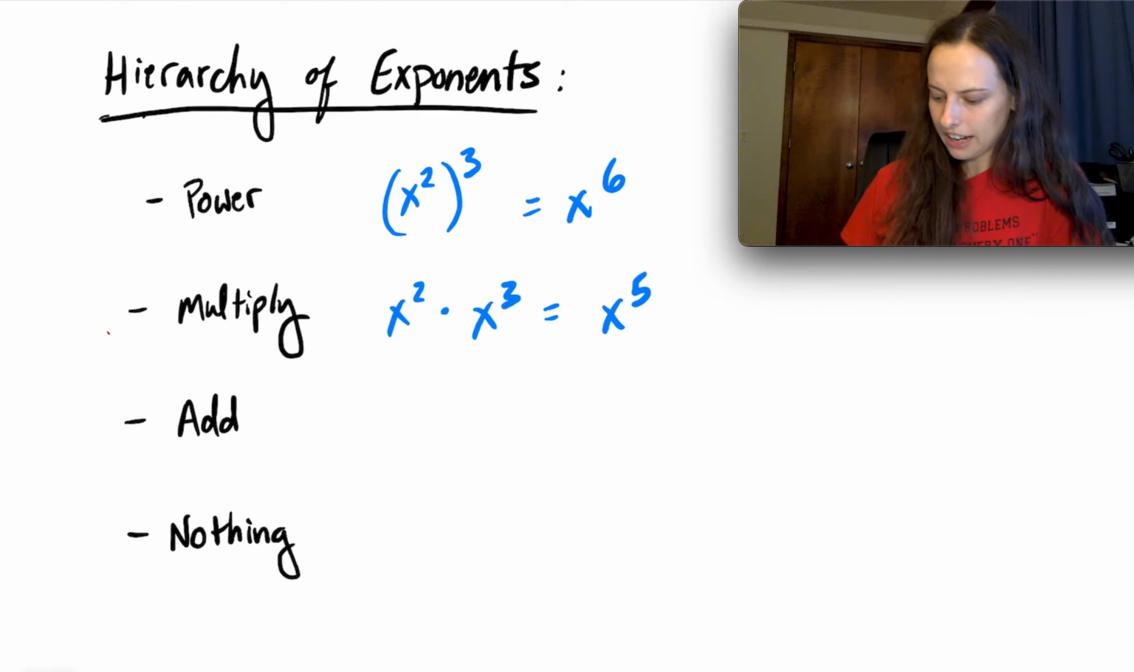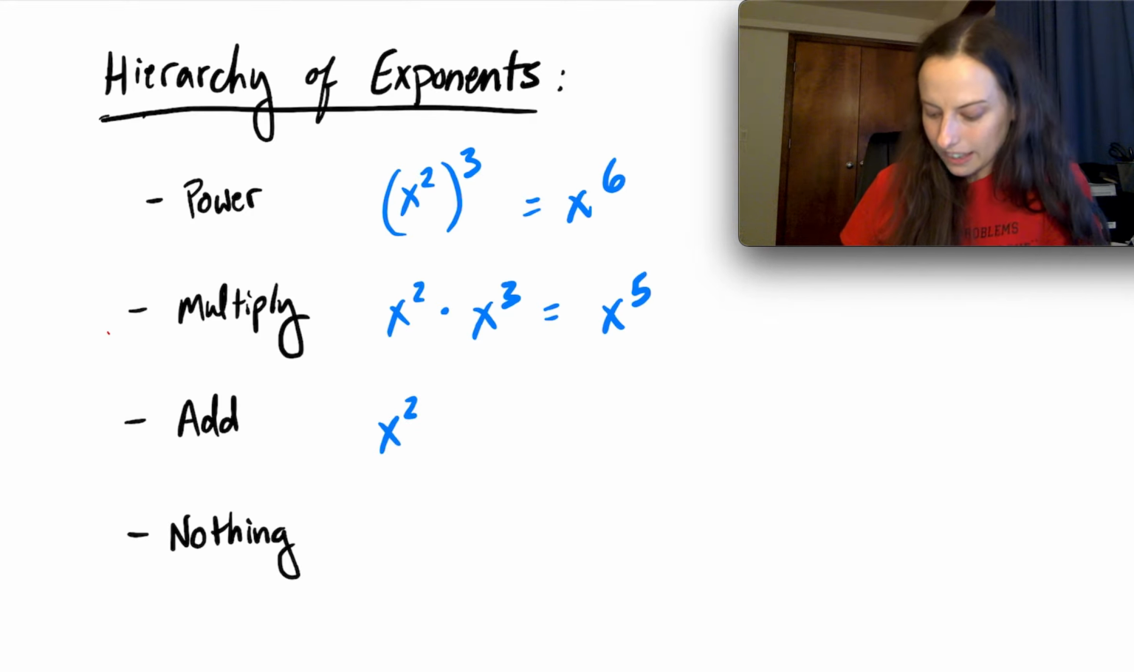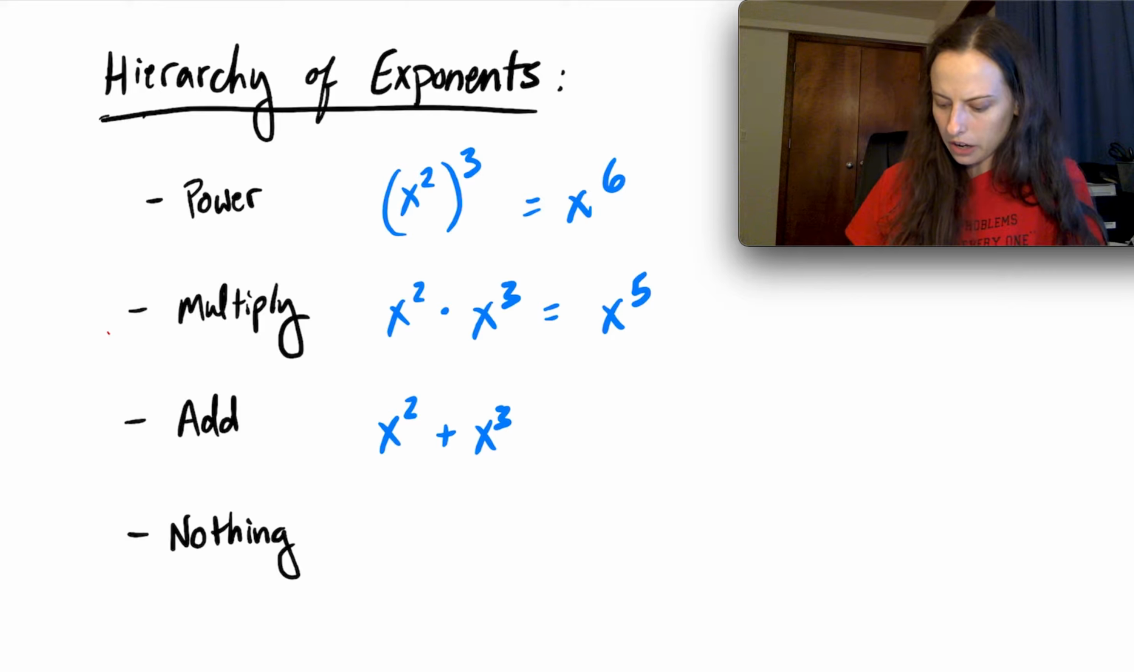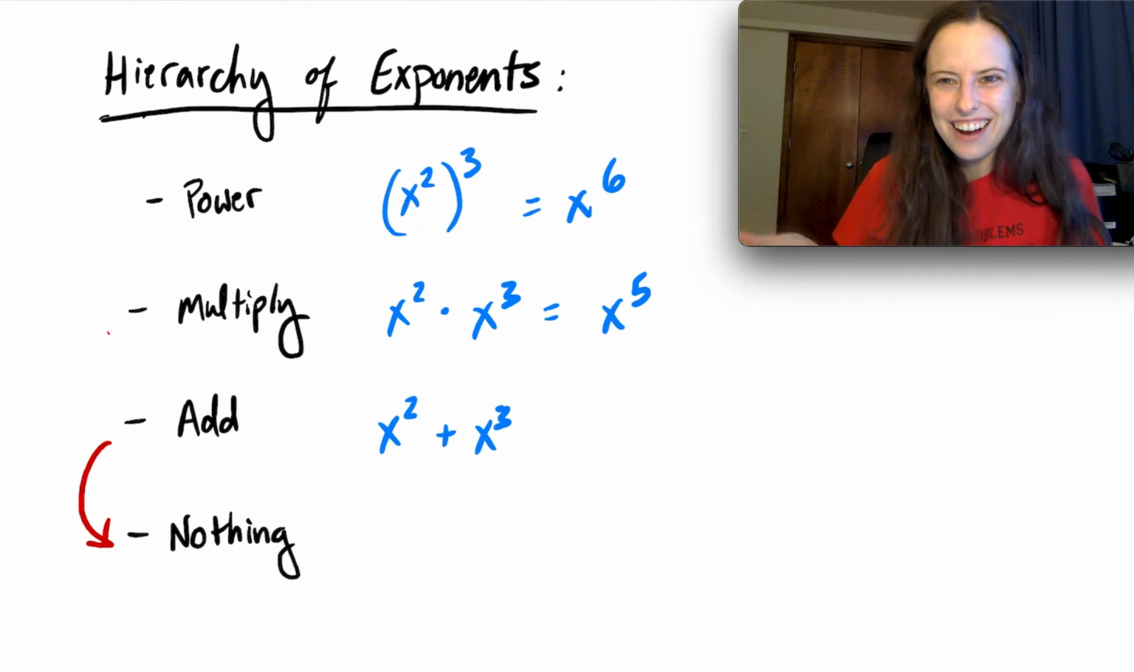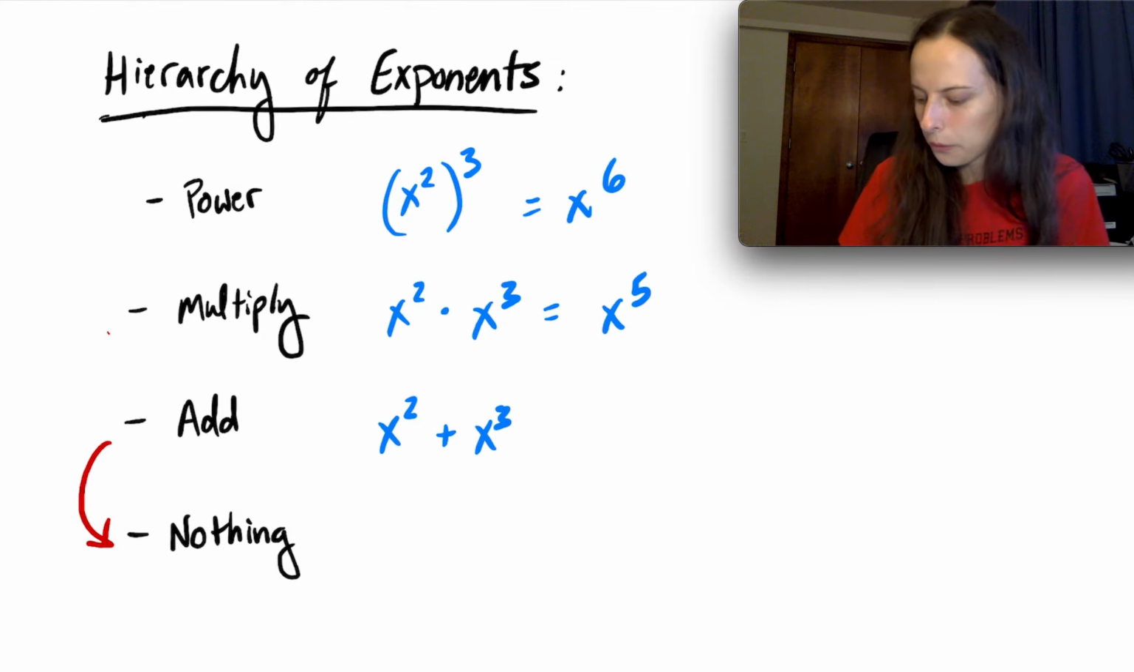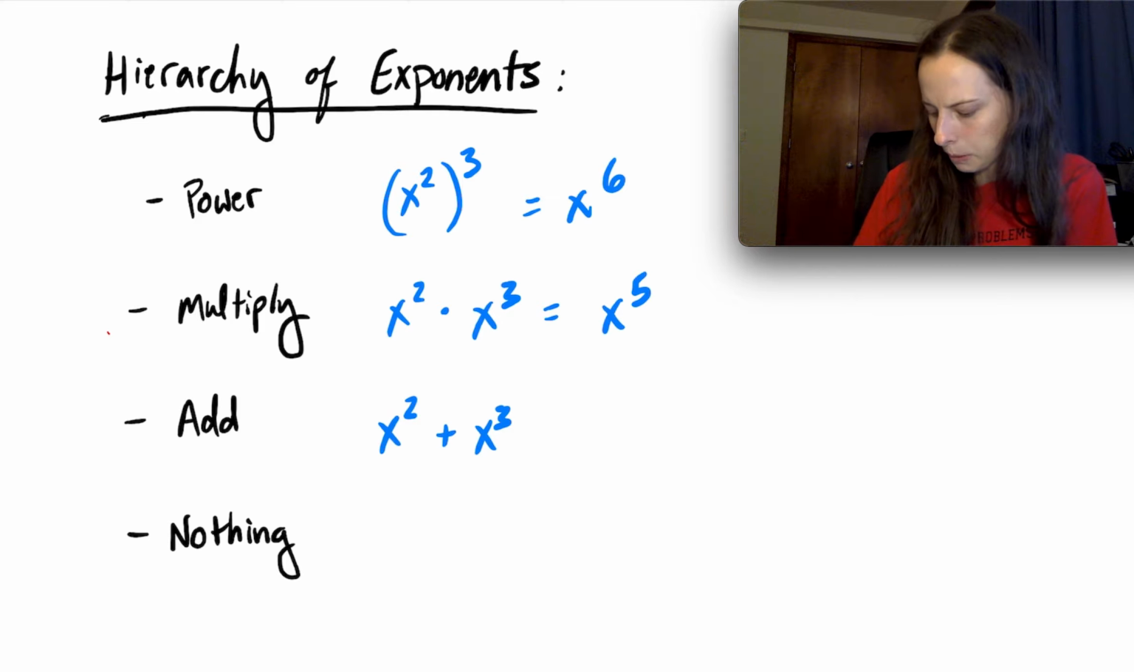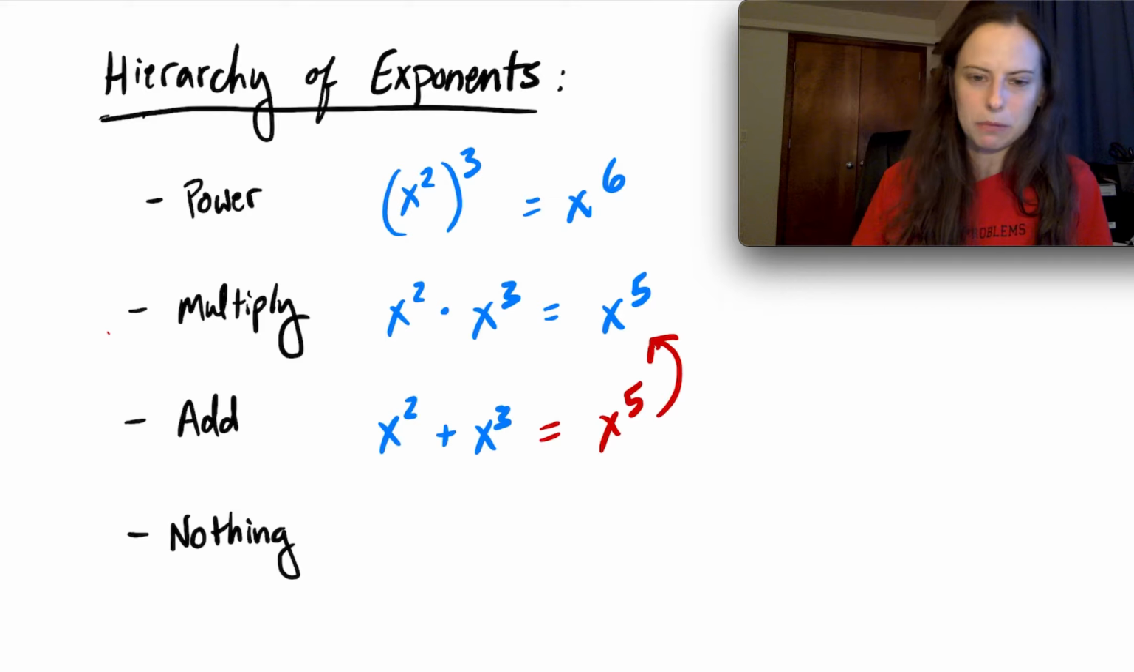Let's see, what if we have an adding kind of problem? We have x squared plus x to the third. Now our original problem has addition. When we look below, you notice now we do nothing. A really common misconception in a problem like this is to say that the answer is x to the 5th, just like in the problem before.